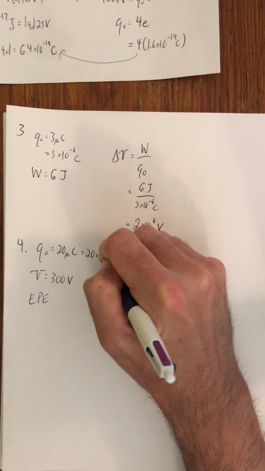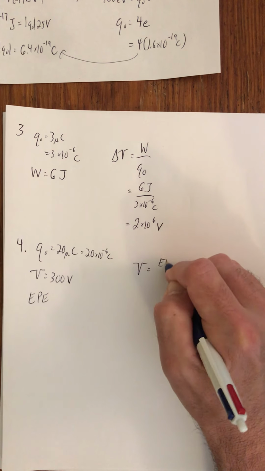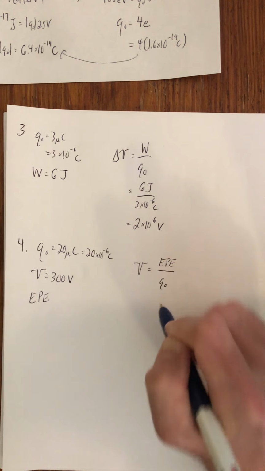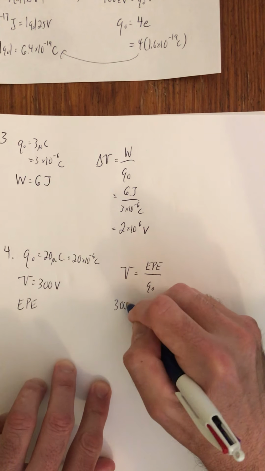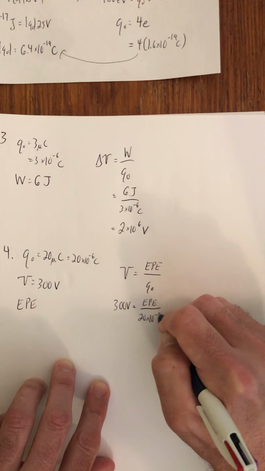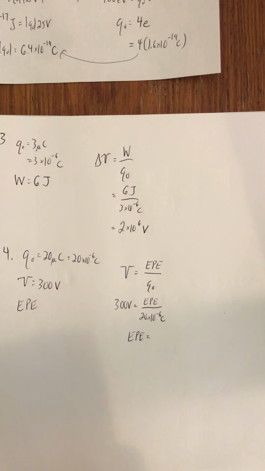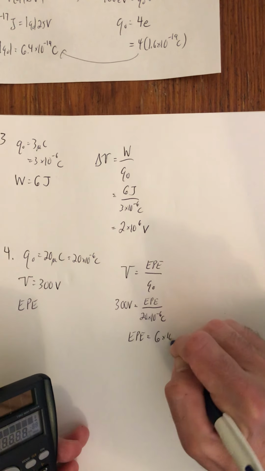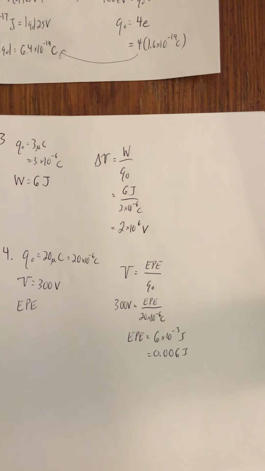So this is 20 times 10 to the negative 6. So I use that electric potential is the electrical potential energy per unit charge at that location. And so I can plug in then 300 volts is equal to EPE over 20 times 10 to the negative 6 coulombs. The electric potential energy of that amount of charge at that location in space then is 6 times 10 to the negative 3rd joules, or just 0.006 joules. All right, 5.